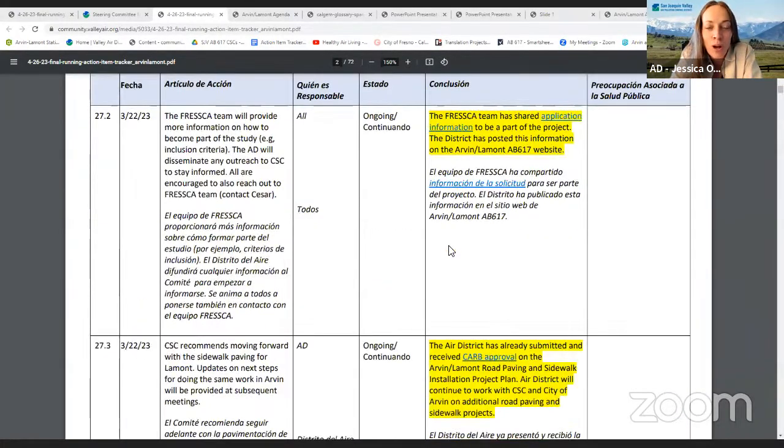This one, if you recall, last meeting we talked about with the Fresca team, which was a team doing research and seeking participation from folks in your community to work with the Office of Environmental Health Hazard Assessment. So really to understand the health impacts of pollution on folks living in your community. So we shared the application information and posted it to our website as a follow-up, which we promised to do last time.